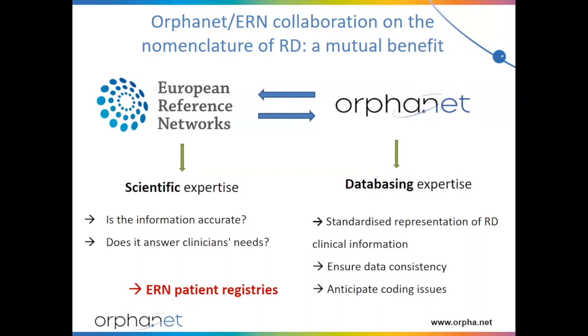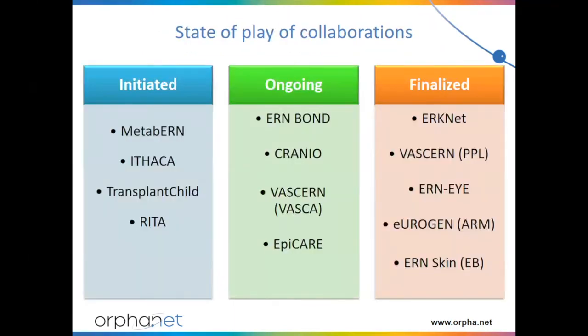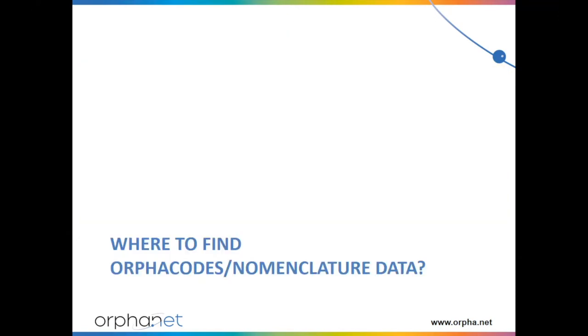On the other hand, we at Orphanet provide databasing expertise by transposing the currently available knowledge into a structured, consistent, and standardized system. We aim to facilitate the collection of new data on rare diseases in Europe, and we help ERNs organize their data. Here's a state of play of the current collaborations and the ones that are already finalized or under finalization. And now I'm going to show you where you can find nomenclature information and more specifically the ORPHAcodes.